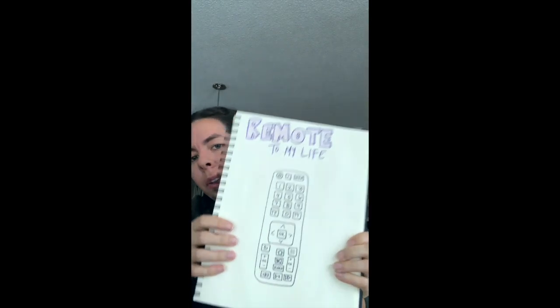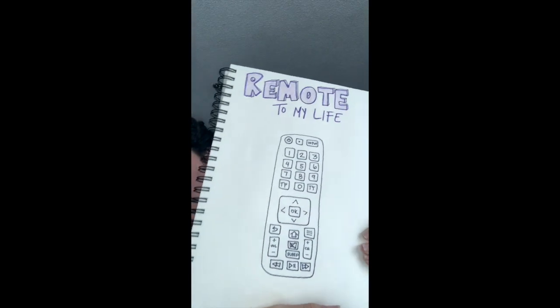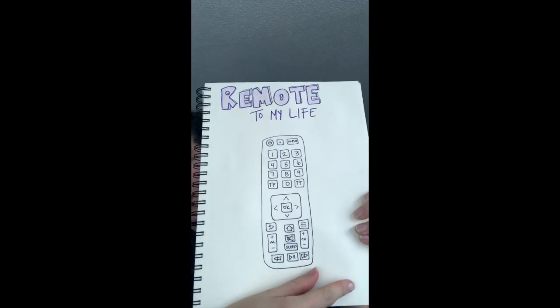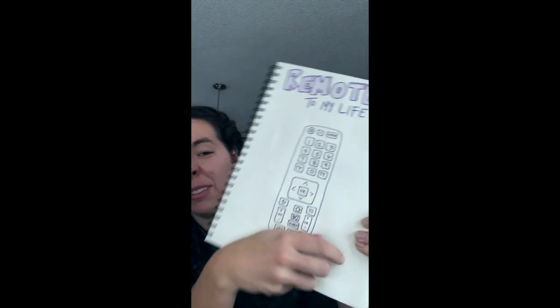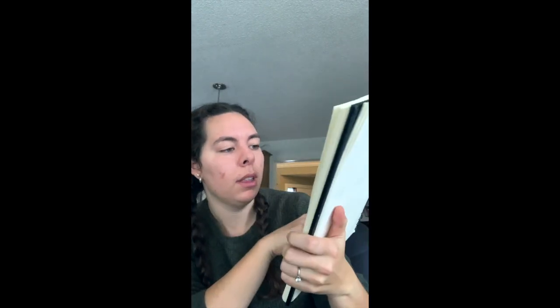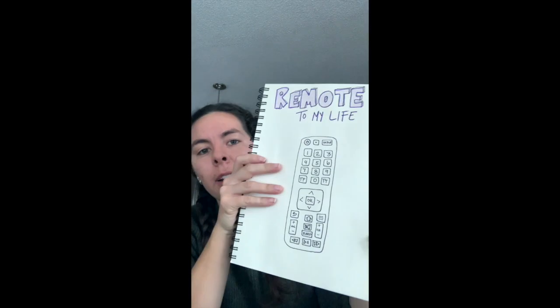Alright, so once you have your remote drawn, whether or not you've labeled the inside, it's fine. You can kind of do that as you go. I've just put the basic labels on there, and I've also added a few things that I know I'll want to add later on.